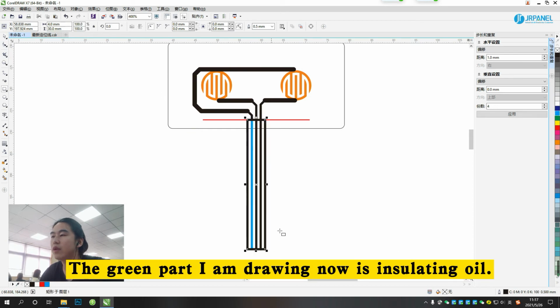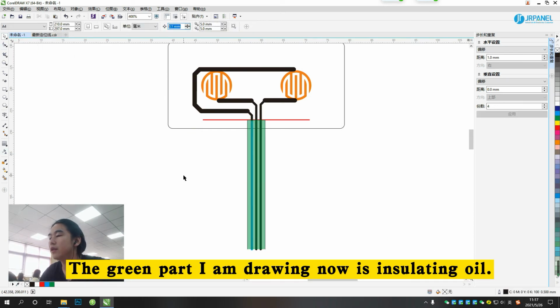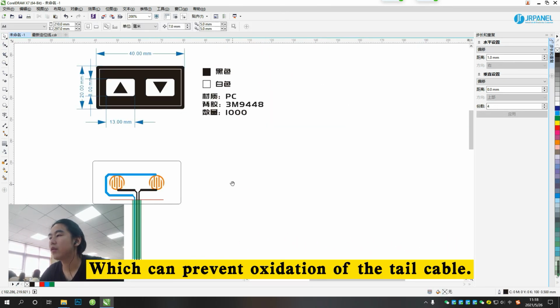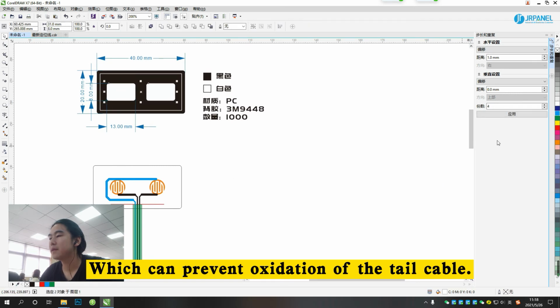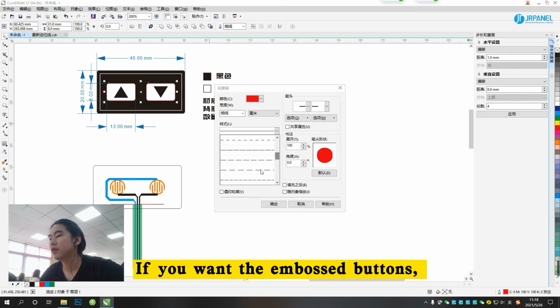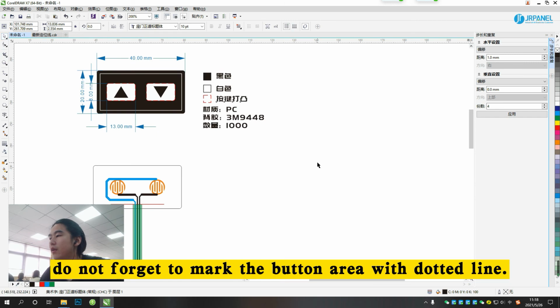The green part I am drawing now is insulating oil, which can prevent oxidation of the tail cable. If you want the embossed buttons, do not forget to mark the button area with a dotted line.